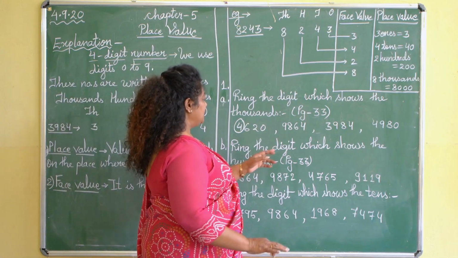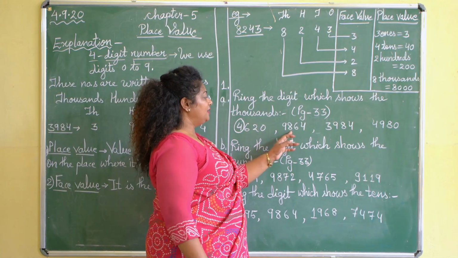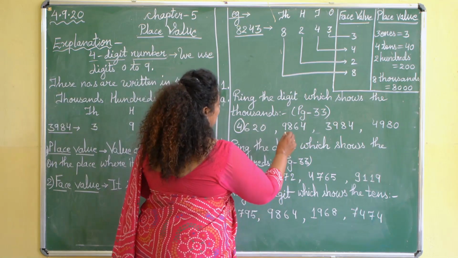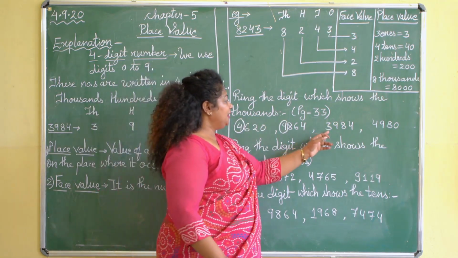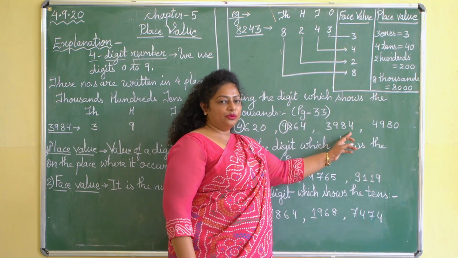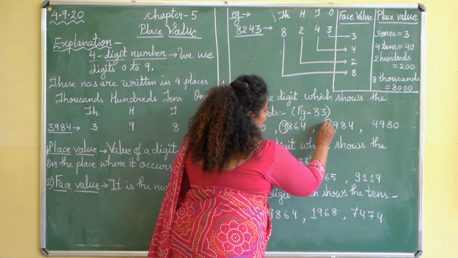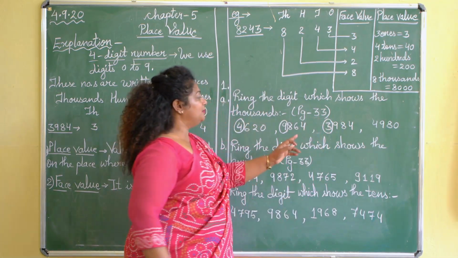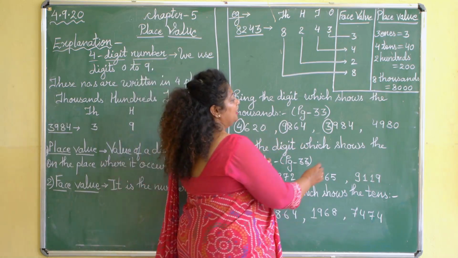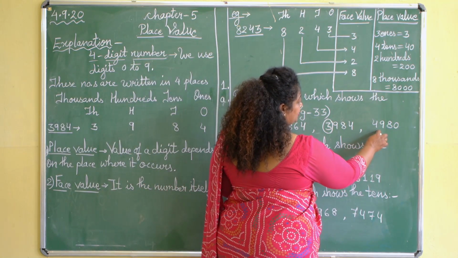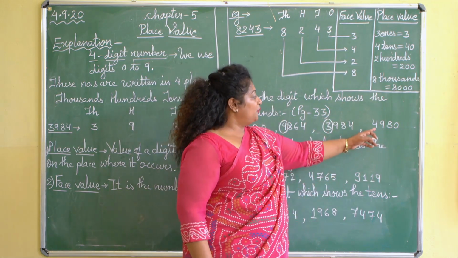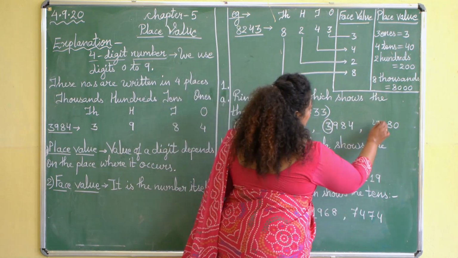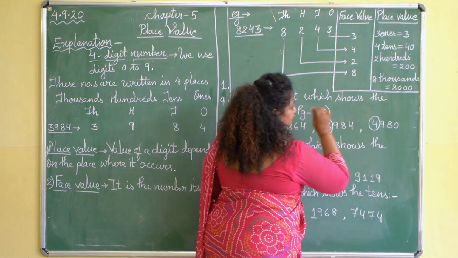So next, the number is 9864. 9 is at thousands place, so we have to ring 9. Next, 3984. The number 3 is at thousands place, so we have to ring the number 3. And lastly, in this number, 4980, the 4 is at thousands place, so we will ring the digit 4.